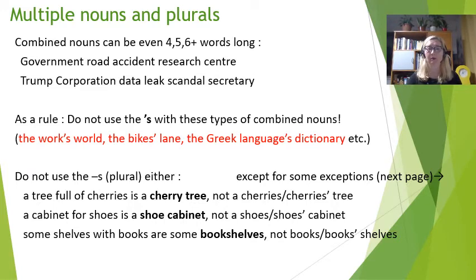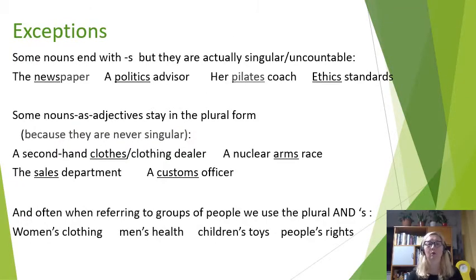Okay, so for example, a tree full of cherries is a cherry tree. A cabinet for shoes is a shoe cabinet. Some shelves with books are bookshelves. Okay, so if it's a singular to plural noun, you don't make it plural, even though it would be plural. Okay. Apart from a few exceptions, which are these.